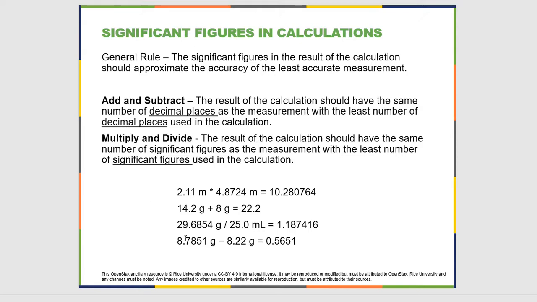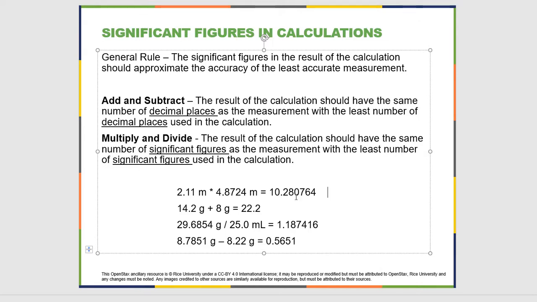Let's say that we were trying to find the area, the square meters of whatever this is. This area is 2.11 meters on one side and 4.8724 meters on the other. When you multiply these two numbers in the calculator, this is what you get. However, this doesn't have the proper number of sig figs. Notice that we multiplied, so we have to use the multiply and divide rule.